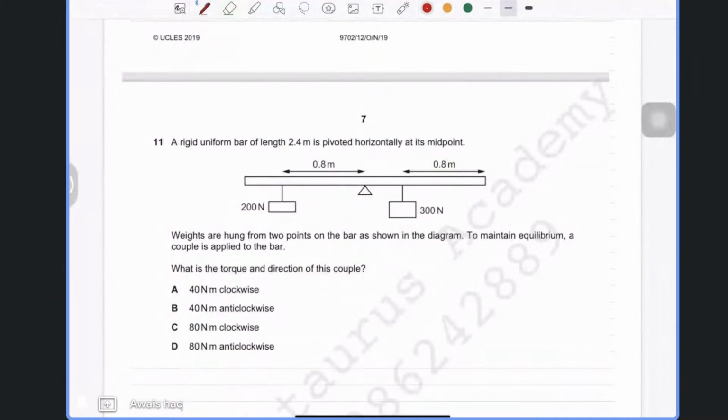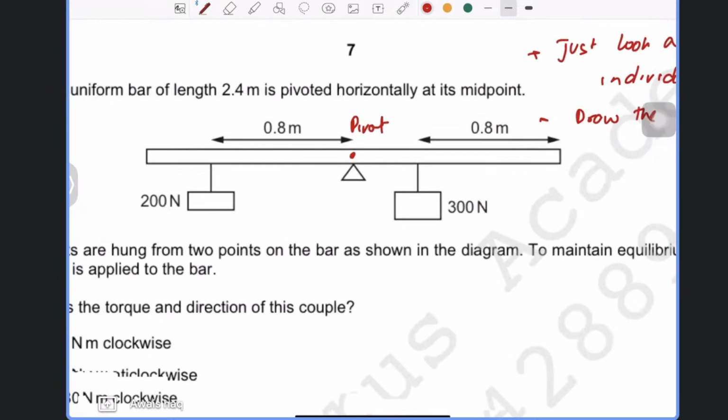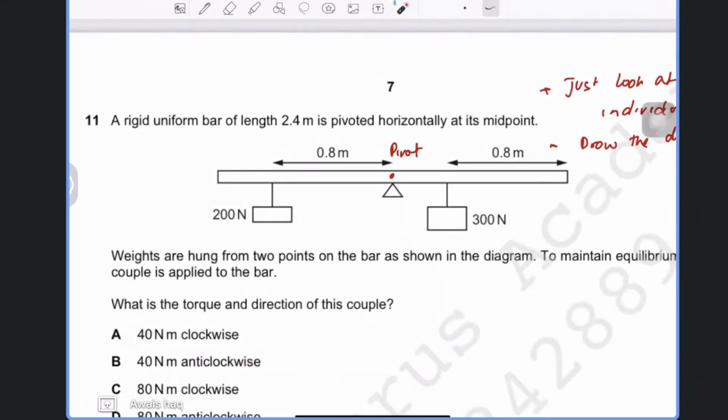Yes, sir. Okay. So for this one, I just want to tell you, when you fix the pivot, let's suppose this is the pivot, look at individual forces first. And when you're looking at individual forces, draw the directions. Now, how do you draw the direction? Let me show you. If you imagine this force, it is trying to basically pull the object downwards like this. You guys agree?